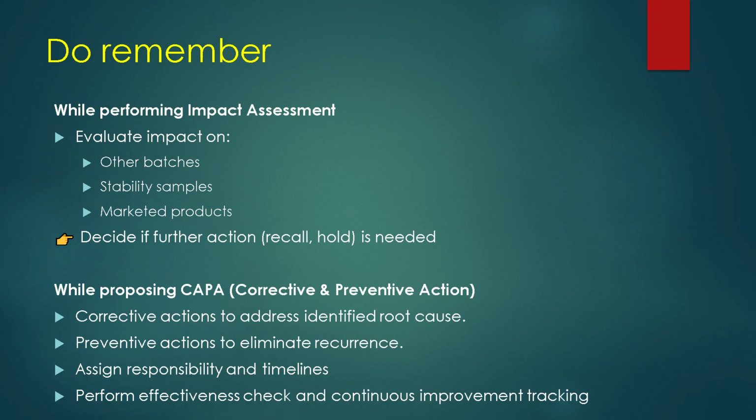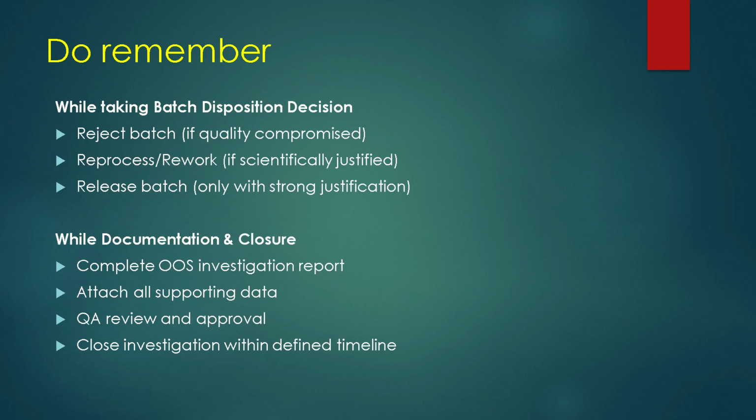The responsibilities and timelines are clearly assigned to ensure the timely implementation. Additionally, effectiveness checks are performed and continuous improvement is tracked to ensure long-term compliance and quality. While taking the batch disposition decision, the batch may be rejected if product quality is compromised. Reprocessing may be considered if it is scientifically justified, and the batch may be released only when there is a strong scientific justification and assurance of product quality.